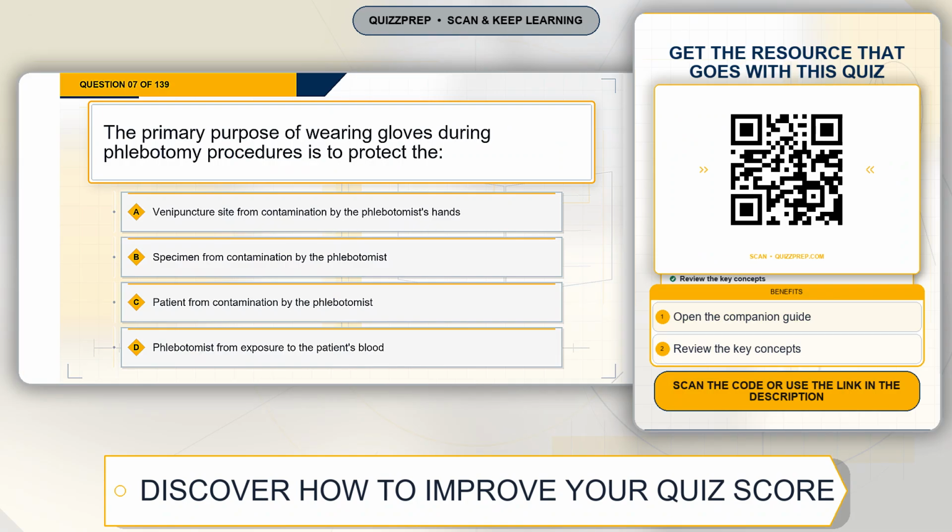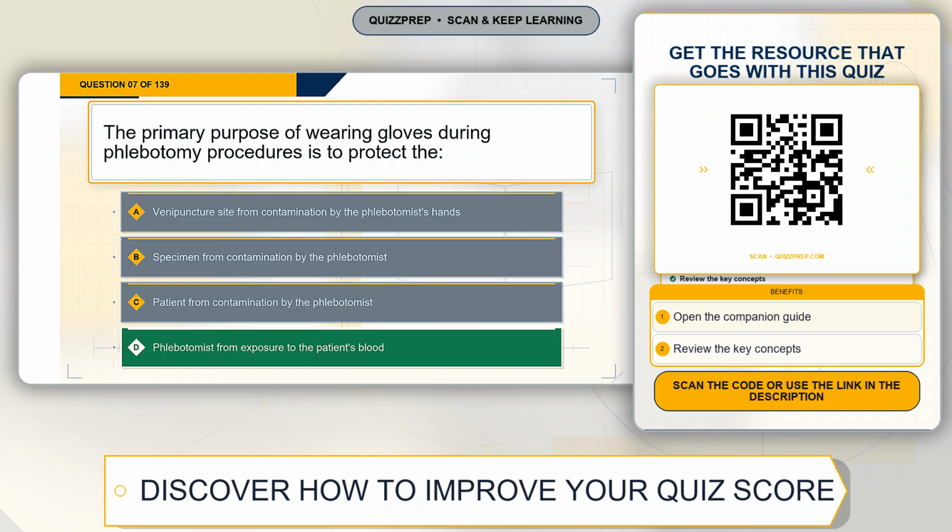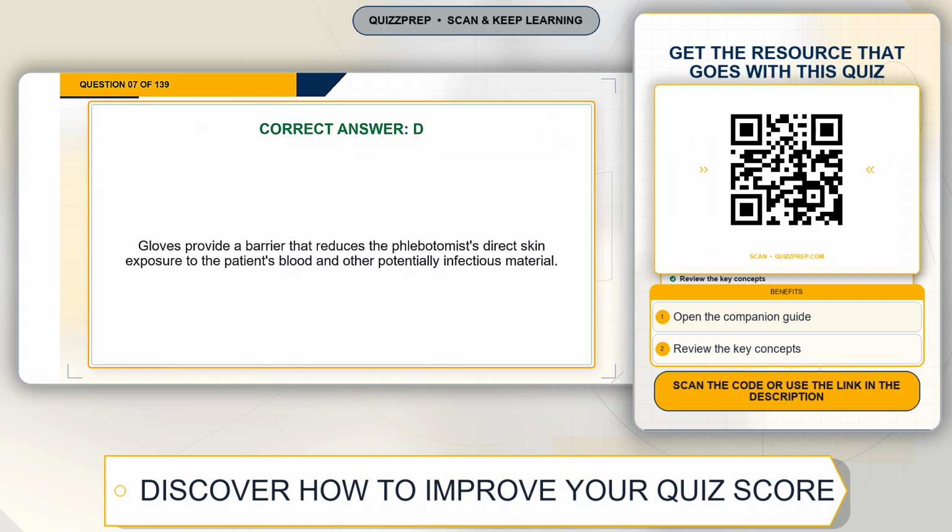Question 7. The primary purpose of wearing gloves during phlebotomy procedures is to protect the Option A, venipuncture site from contamination by the phlebotomist's hands. Option B, specimen from contamination by the phlebotomist. Option C, patient from contamination by the phlebotomist. Option D, phlebotomist from exposure to the patient's blood. The correct answer is option D, phlebotomist from exposure to the patient's blood. Explanation. Gloves provide a barrier that reduces the phlebotomist's direct skin exposure to the patient's blood and other potentially infectious material.